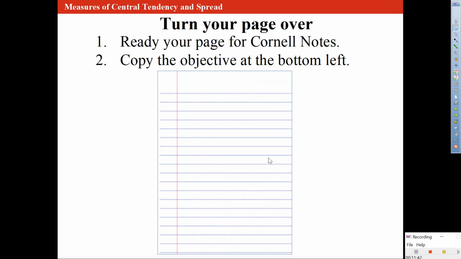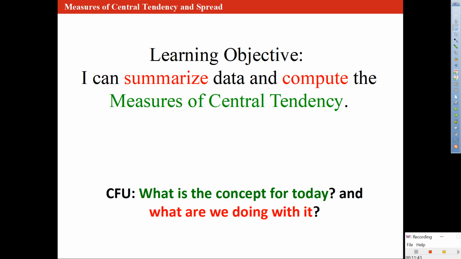All right, so here we go. Our objective for today: I can summarize data and compute the measures of central tendency. Write that down on your notes. I can summarize data and compute the measures of central tendency. Since your neighbor already wrote it, let them know where that goes, please. Yeah, at the bottom left. Bottom left in that little square, write your objective, please.